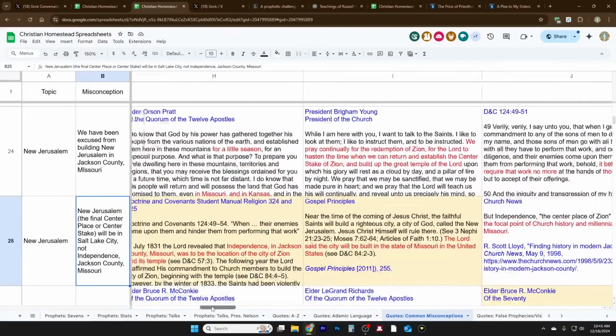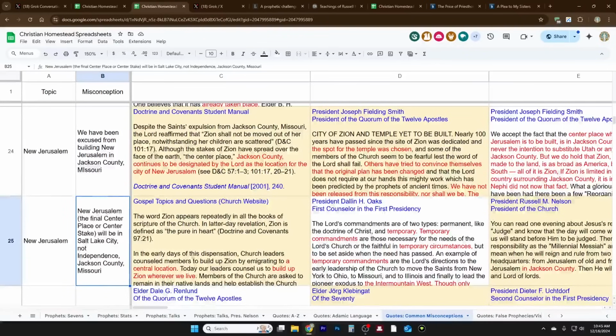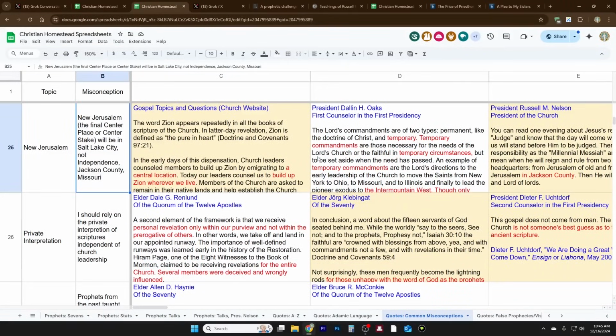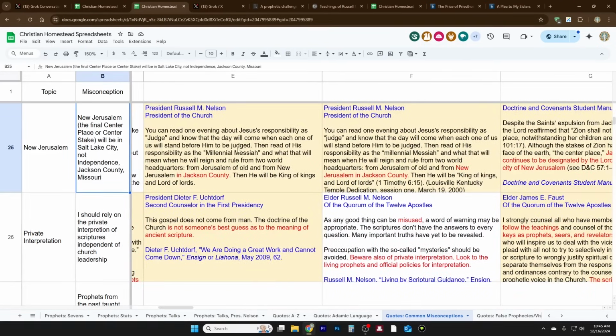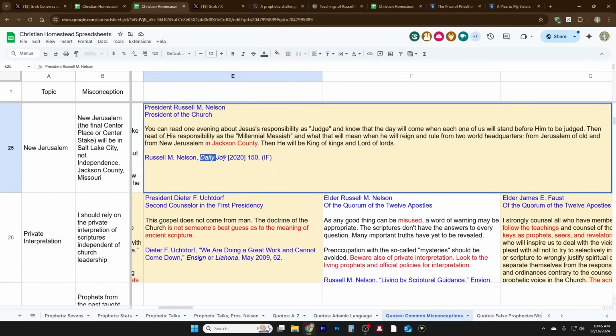And this has been talked about a lot by many different people. It's kind of similar to this, that the New Jerusalem is now in Salt Lake City, but it's a little bit different. So I already had this one quote from President Nelson from his book, Daily Joy, published in 2020, page 150.